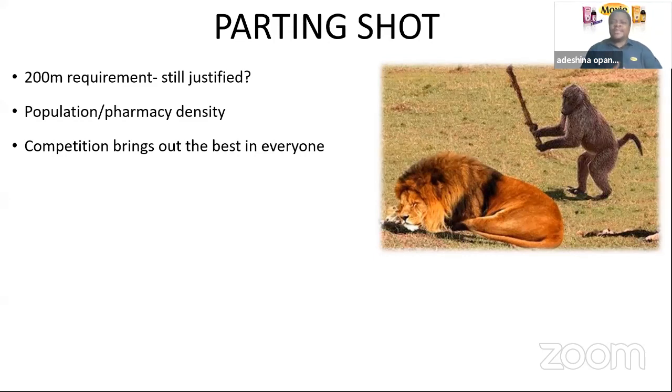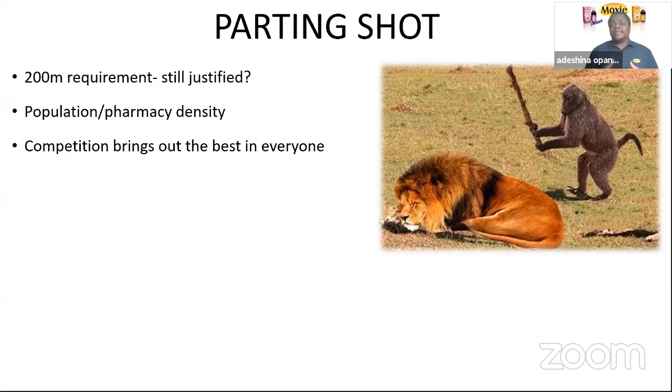If some people, because of the 200 meters, become lackadaisical, they know that nobody can come near me, so even if I don't sell anything, nothing. And so we need to look more at population versus pharmacy density to say, are we able to serve the community? Like I said, it's not a very popular thought process, but it's mine and I'm sharing it. We need to begin to look more at population and then the pharmacy density to serve that population.